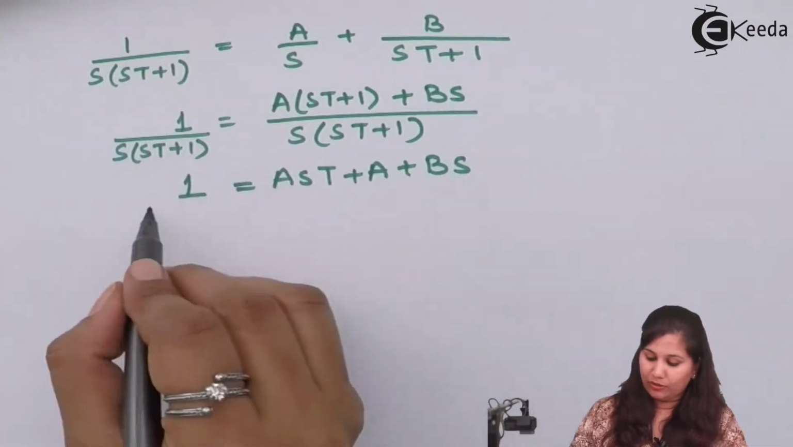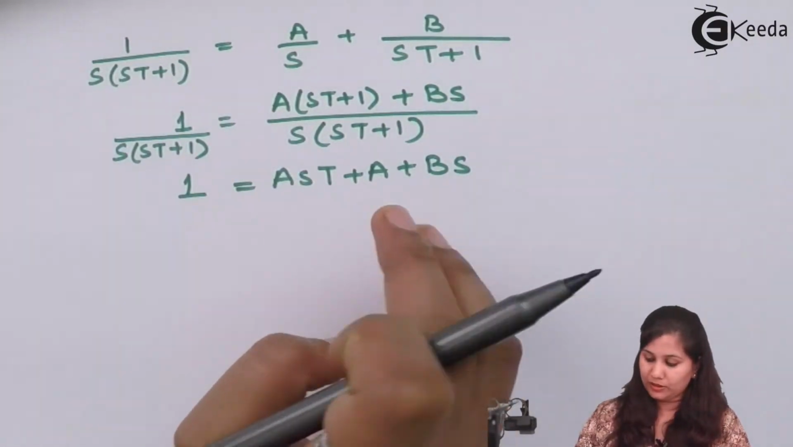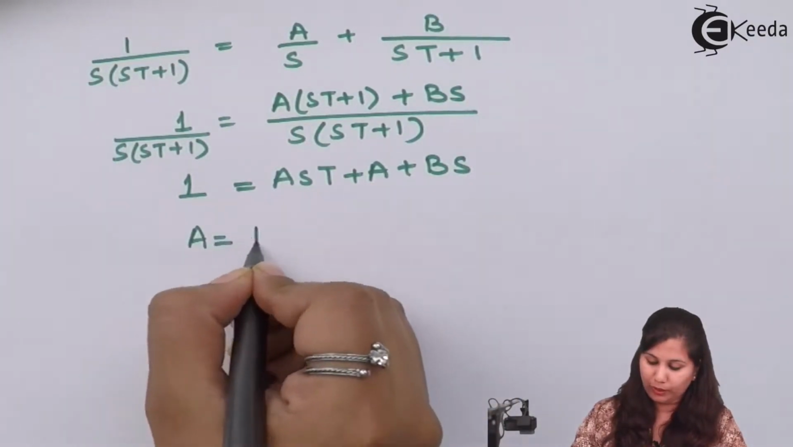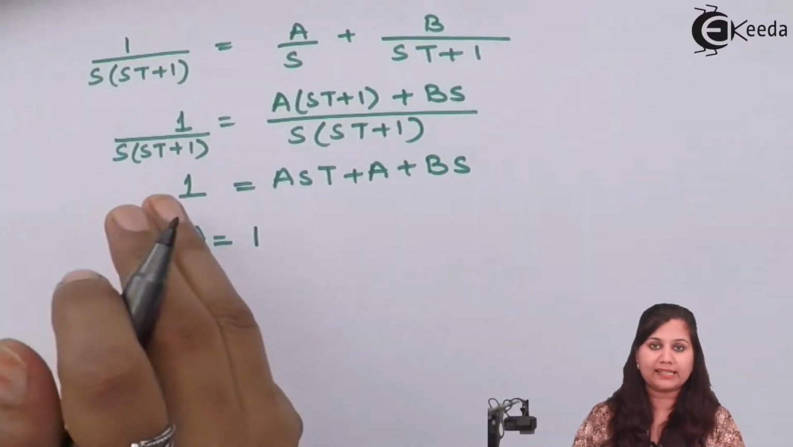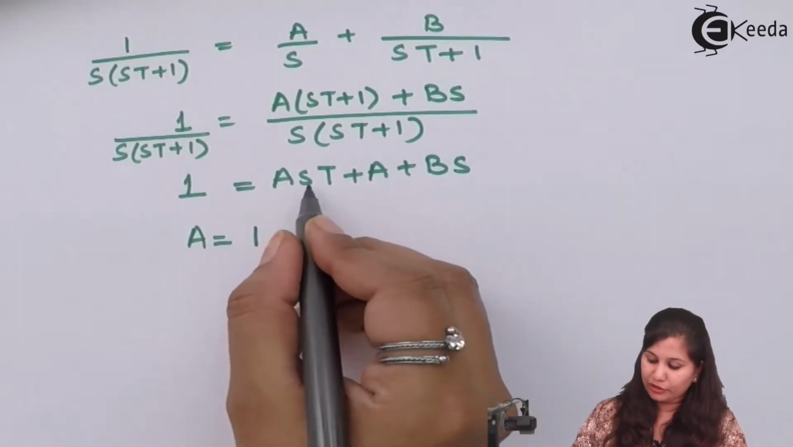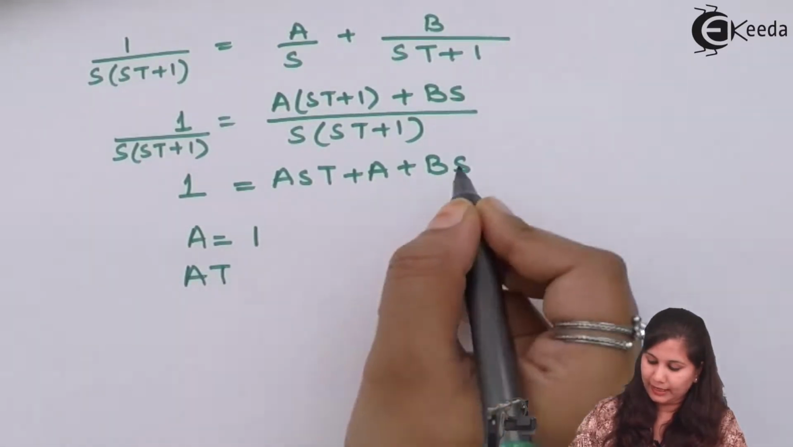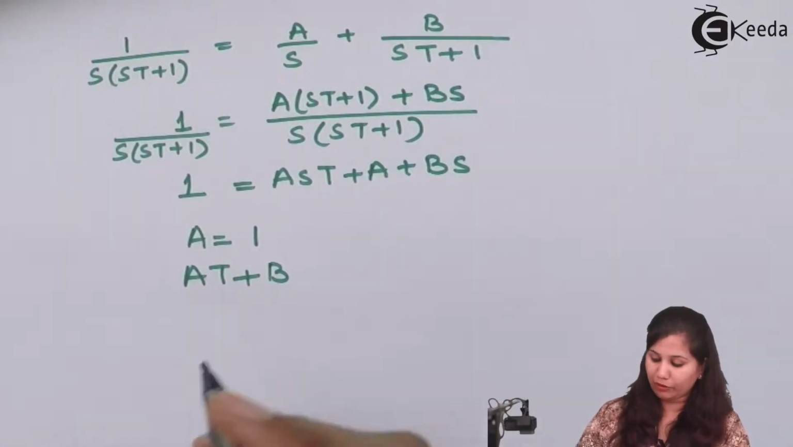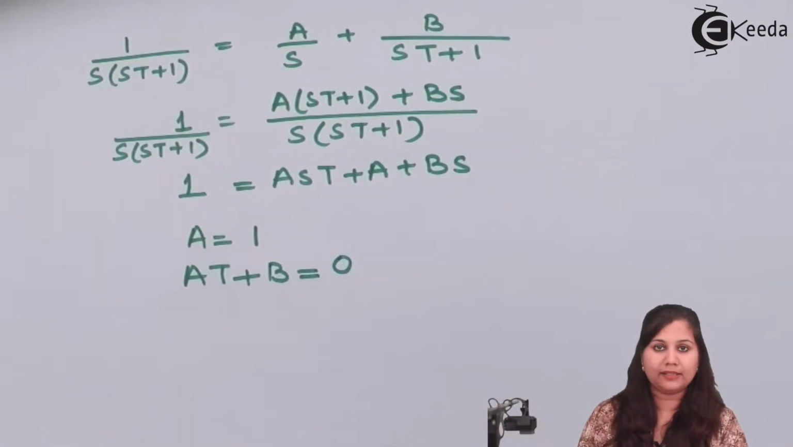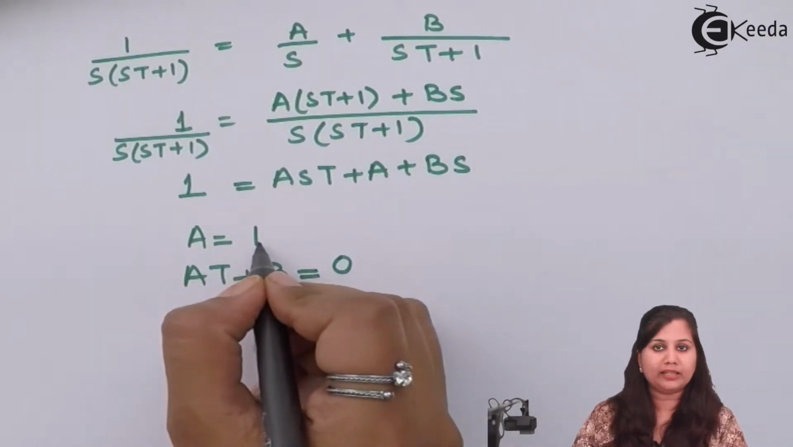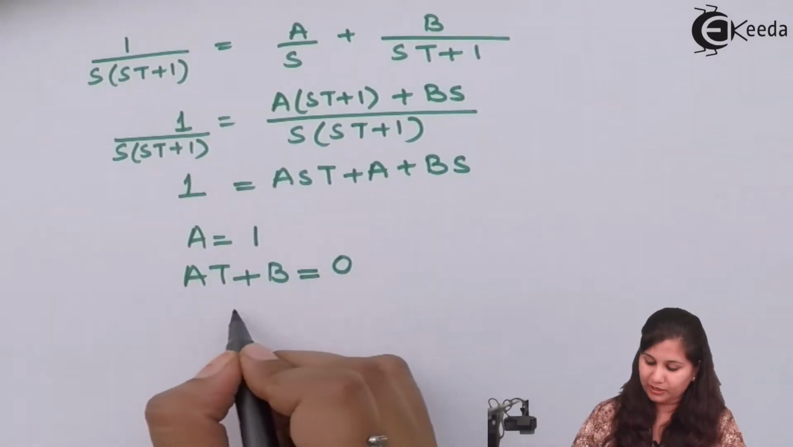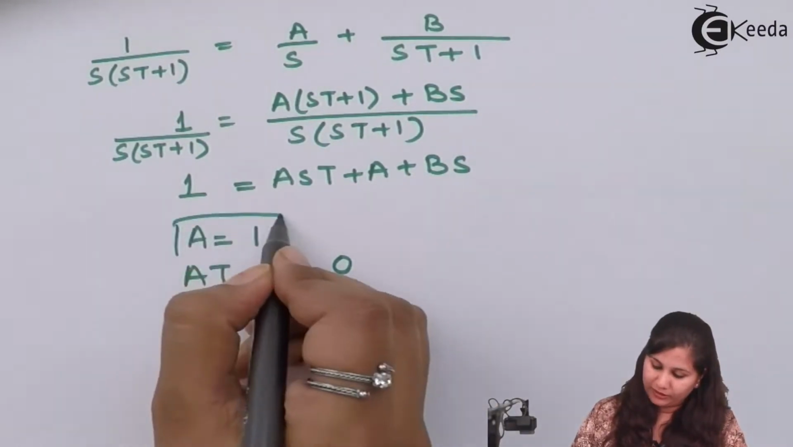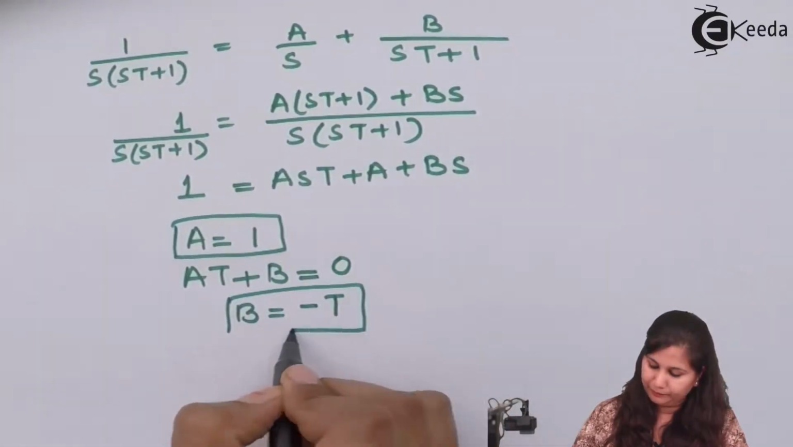Now if we see the left and the right hand side of this equation, the constant term on the right hand side is A. So A will be equal to 1 because the constant term on the left hand side is 1. Now here the coefficient of s is AT plus B, and on the left hand side the coefficient of s is not present, so it will be equal to 0. A we have already calculated, it is 1. So put the value of A here. So B will be equal to minus T. So we have got the values of A and B.